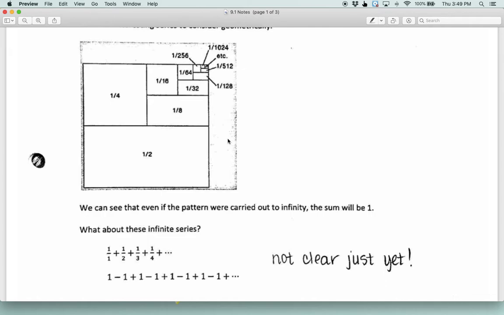We're going to get closer and closer and closer to filling the square, but we're going to have these infinitesimally small little bits of area left over. And so even if we continue this pattern on infinitely, the sum of all the terms in that series is going to be a total of 1. So that's kind of interesting.